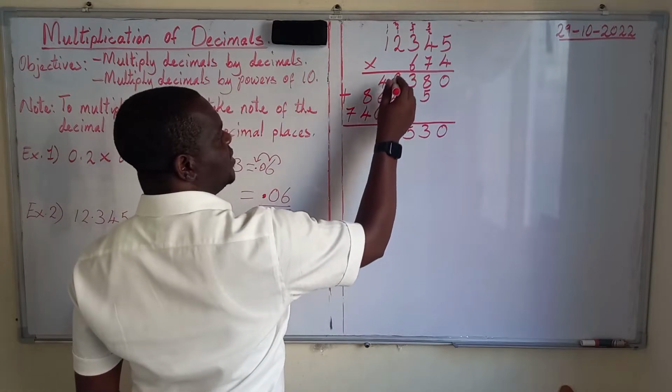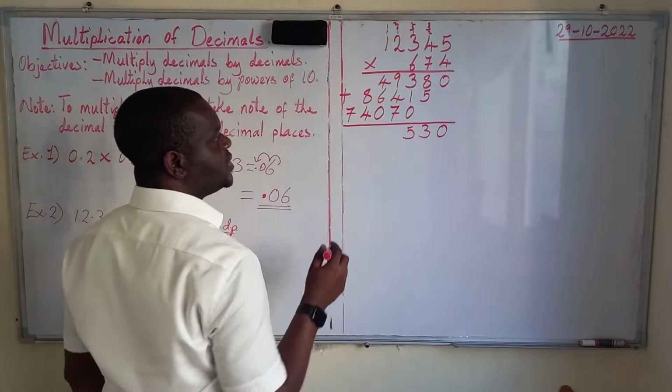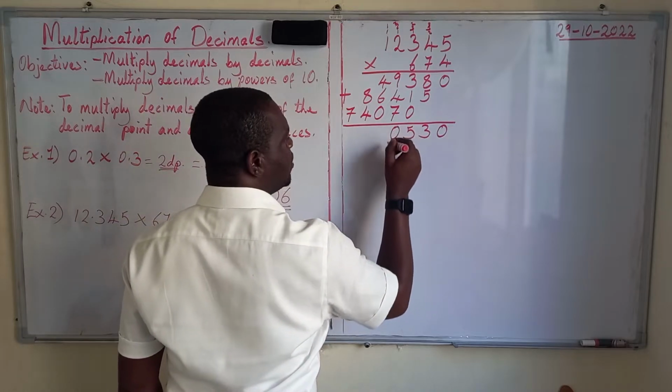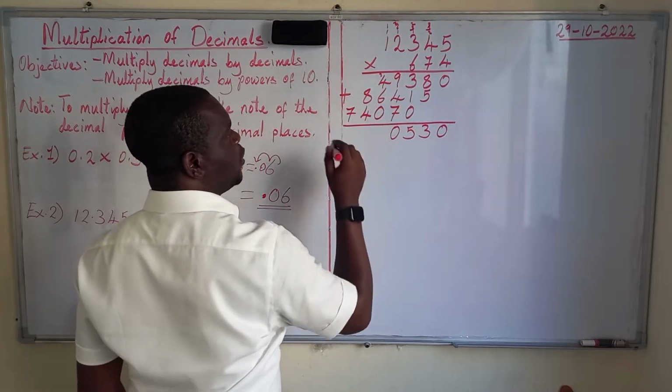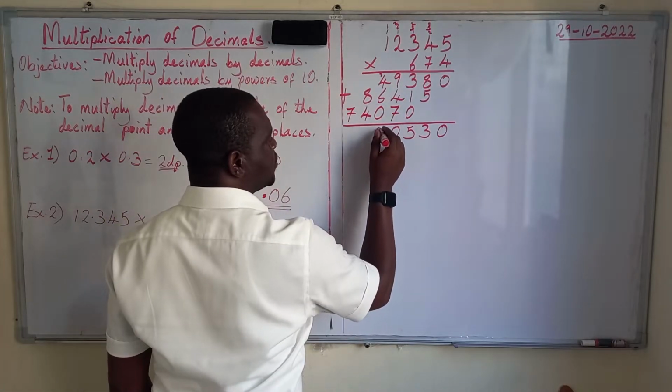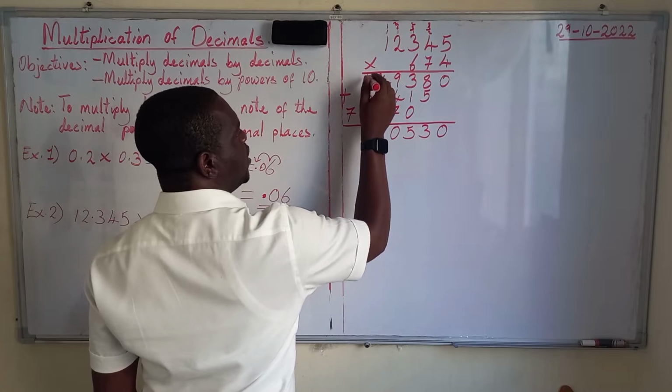You come over. 9 plus 4, 13. And 13 plus 7 is 20. 0 and carry 2. 2 plus 4, 6. 6 plus 6, 12. Plus 0 remains 12. So we write 2 and carry 1.